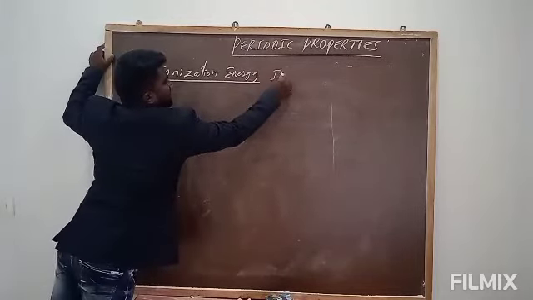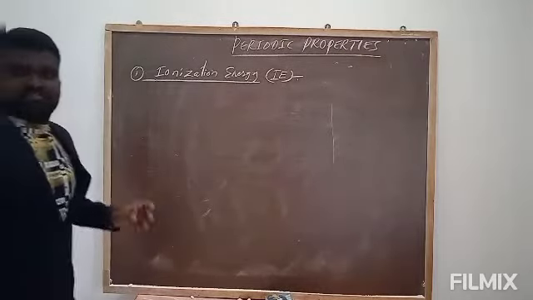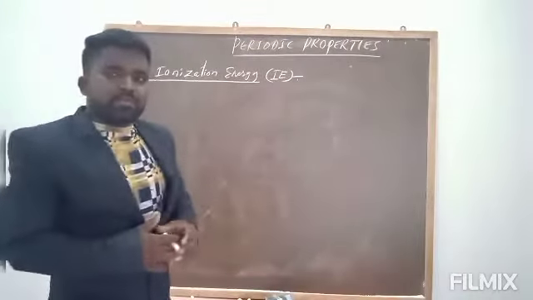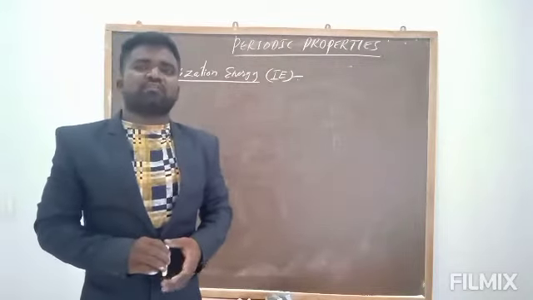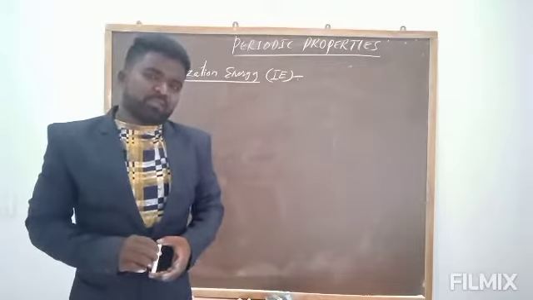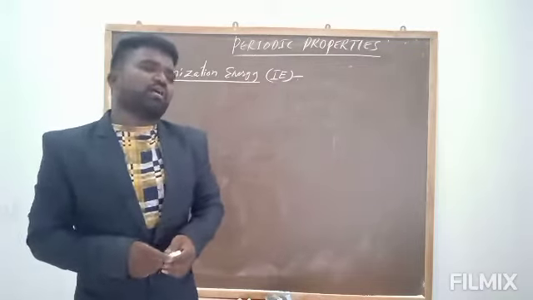Short form is IE. What is ionization energy? The minimum amount of energy required to remove an electron from the valence shell.